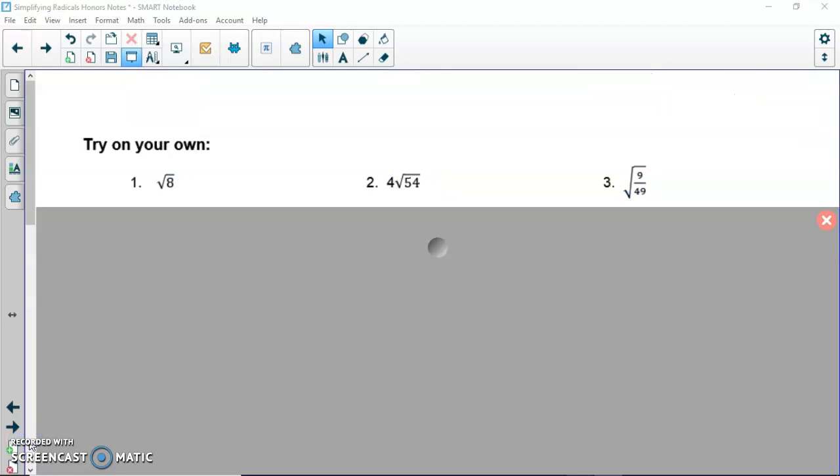All right, take a second and try those three on your own at the top of the page. Pause the video and see what you can do.